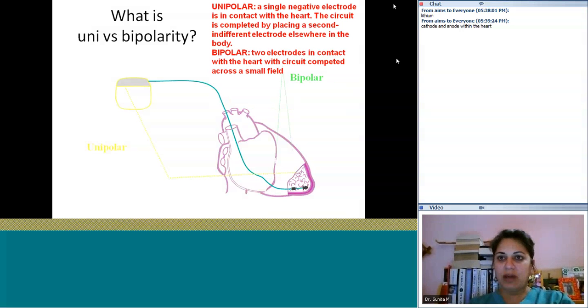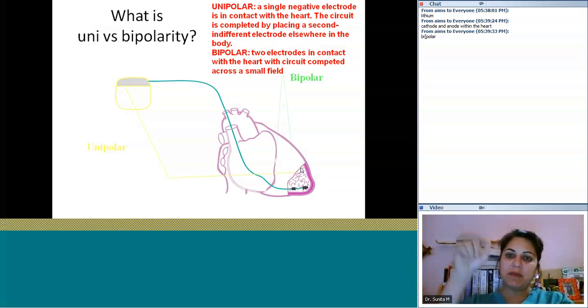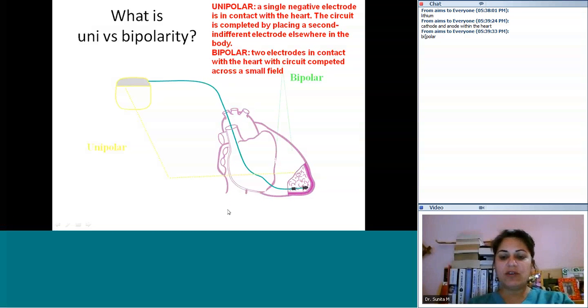So in a unipolar, you've got a single negative electrode and that is in contact with the heart, right? You can see here in the yellow line. And then this circuit gets completed by placing an indifferent electrode somewhere else in the body, right? And you're right, in a bipolar, both the electrodes are in contact with the heart and the circuit is completed across a small field. So you've got both the cathode and anode, the positive and negative, both the electrodes are in contact with the heart in a bipolar. So in a bipolar lead, your chance of, for instance, pacing something else may be quite limited, like diaphragmatic pacing and so on.